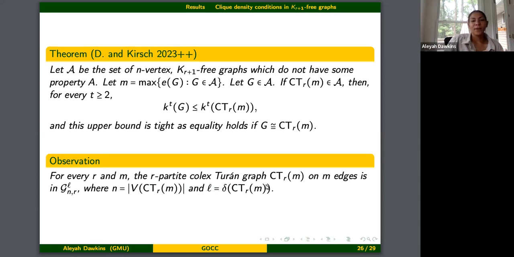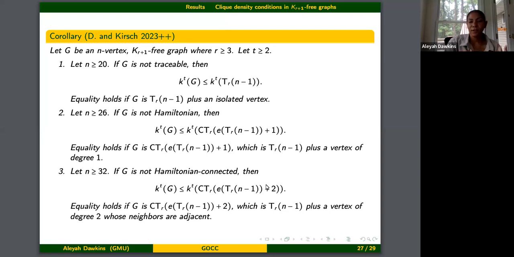Right, and just as we want, the r-partite colex-Turán graph lives in this family, meaning that it's going to be that graph that's maximizing the number of t-cliques that is K_{r+1}-free and not Hamiltonian when L equals 0, not traceable, not Hamiltonian connected, depending on your L value. Right, so what we're able to do is use those theorems along with our main results to get these clique conditions here. So if we let G be a K_{r+1}-free graph and G is not traceable, then the number of t-cliques in G is at most the number of t-cliques in the Turán graph on n-1 vertices, with equality being when G is the Turán graph on n-1 vertices plus an isolated vertex.